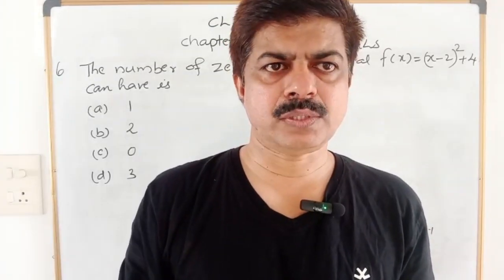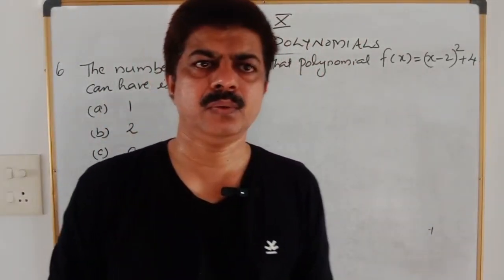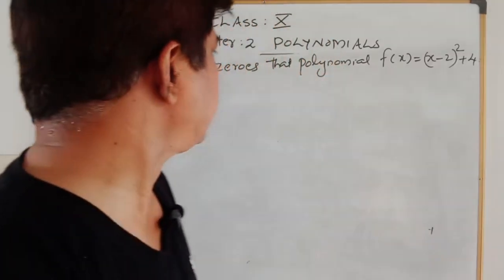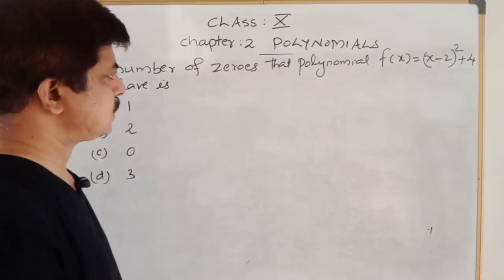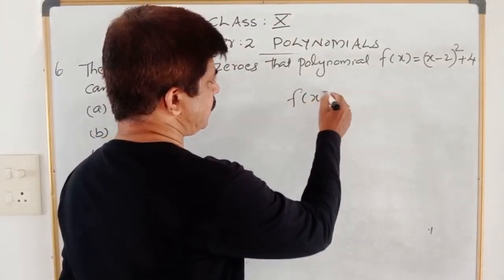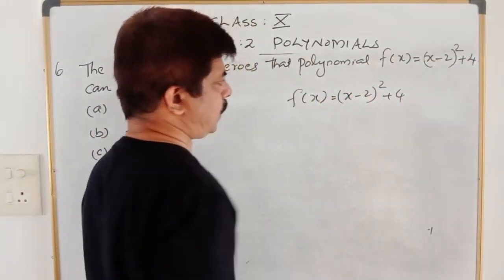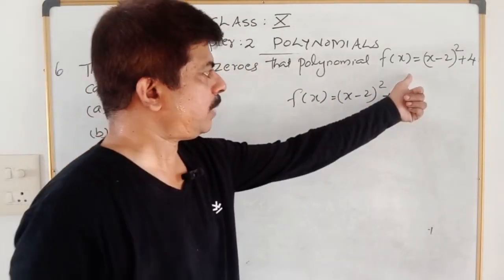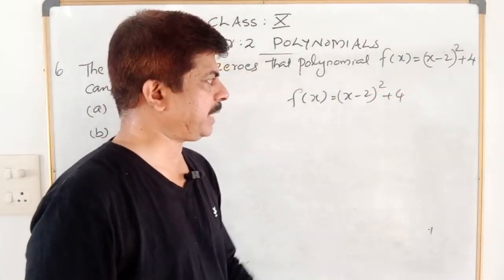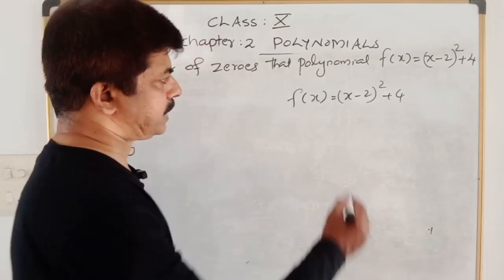Okay, this is the last question, sixth question from MCQ. This is a really very important question. The number of zeros of the polynomial f of x equal to (x minus 2) whole square plus 4. So we need to find the number of zeros of this polynomial. Of course, this is a second degree polynomial, but you'll be confused now.